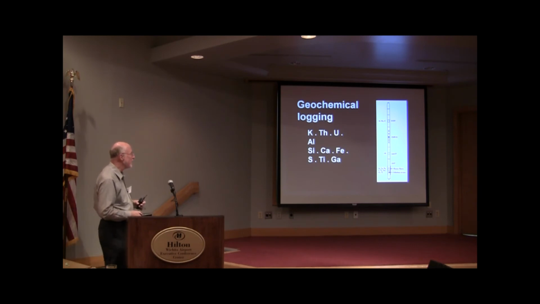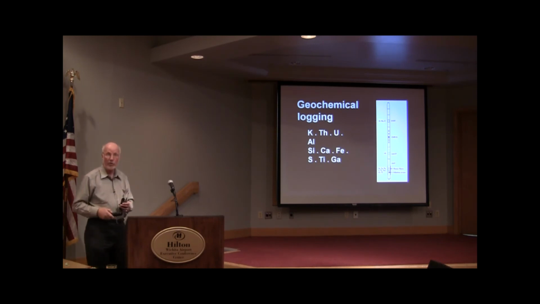So the earliest ones that came out, when it comes to elements that we're trying to get out, we already have potassium, thorium, uranium from the natural gamma ray spectra. Then we bombard the formation, and based on the capture spectra, we can pull out aluminum, silicon, calcium, iron, sulfur, titanium, and gadolinium. So why are they measuring gadolinium?